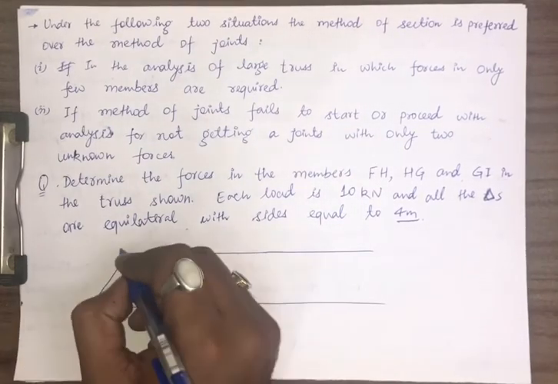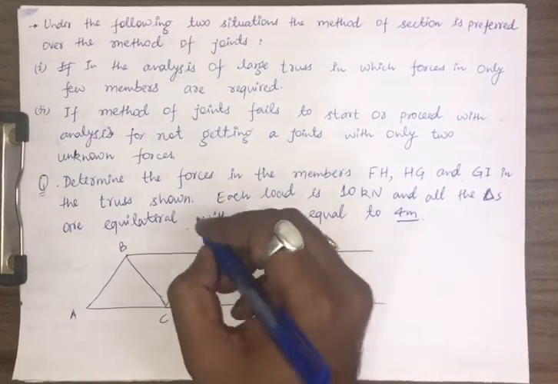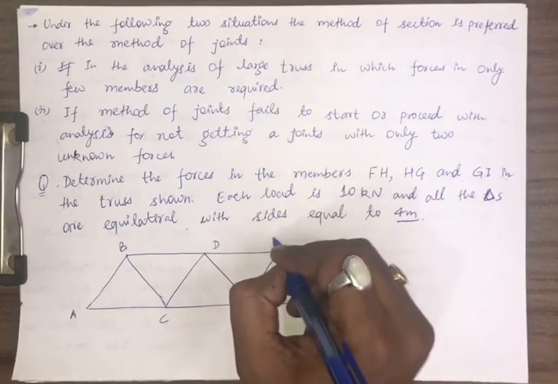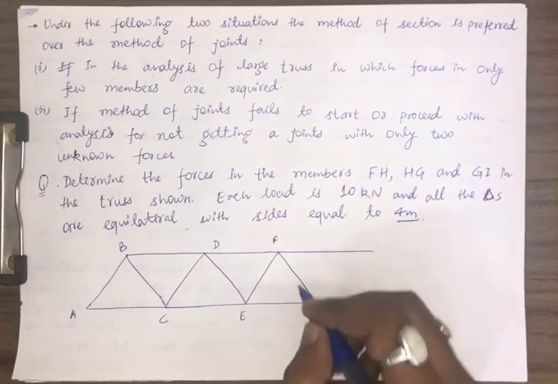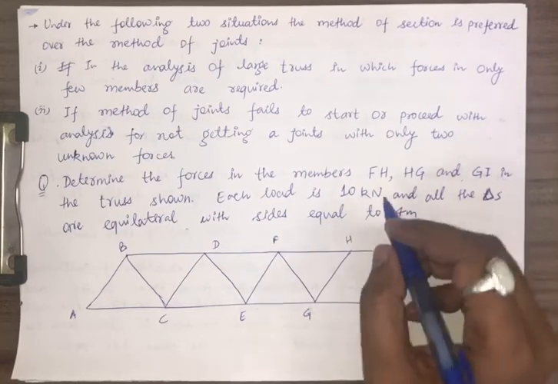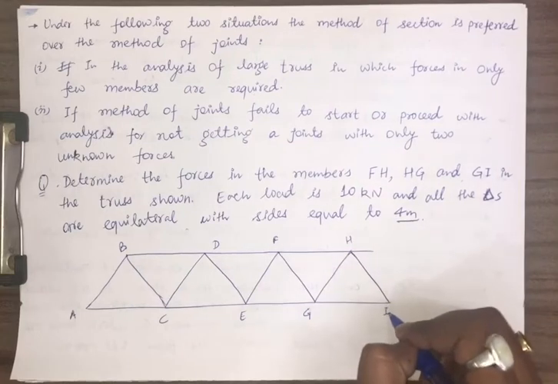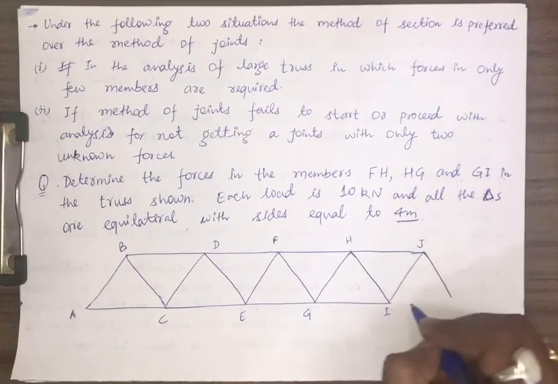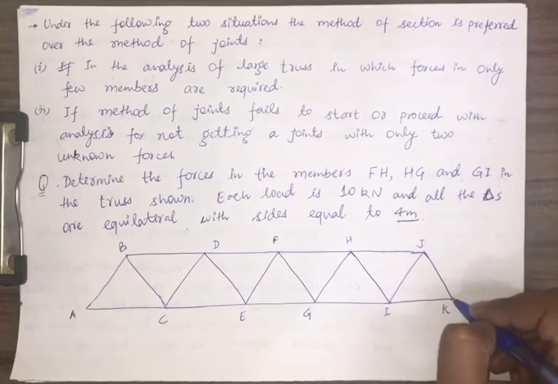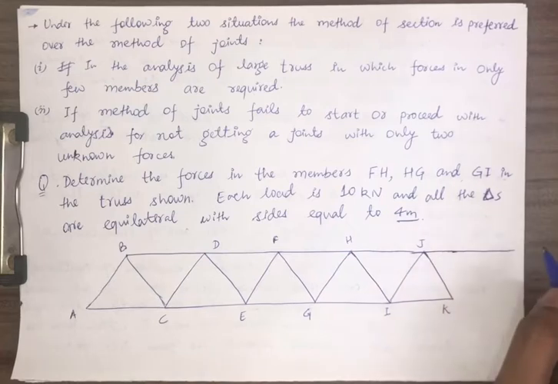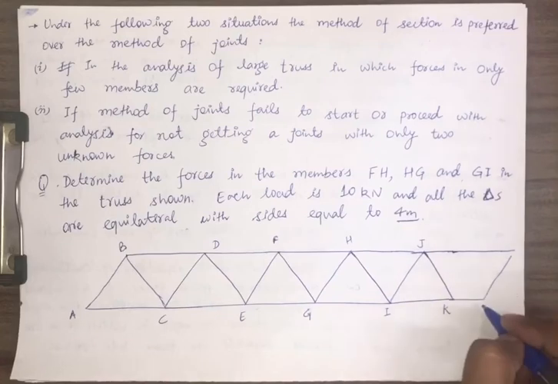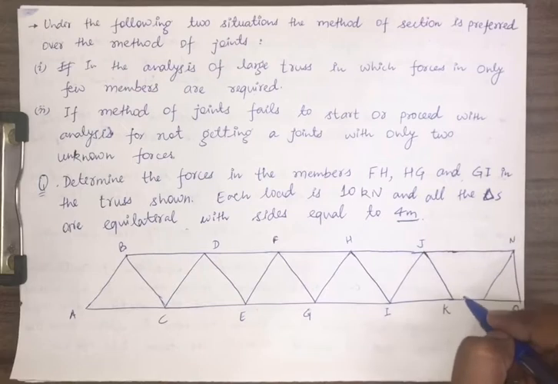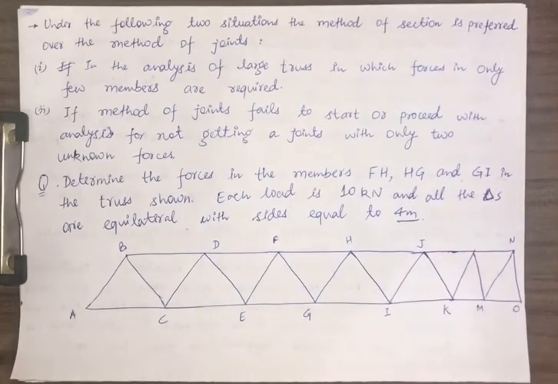So we are starting A, B, C, D, E, F, G, H, I, J, this is K, this is M, this is O, this is N, and one more. This was K, this is L, this is M.